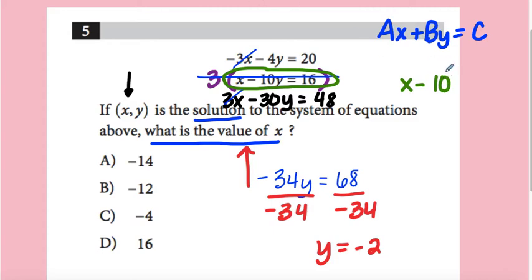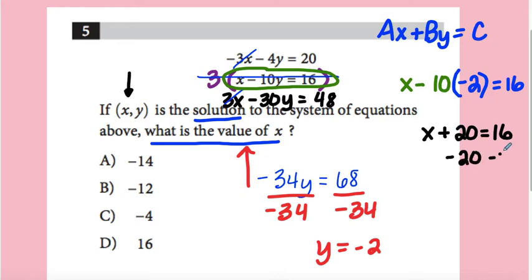Anytime I plug a number into an equation, I want to put it in parentheses, especially if it's negative. And so you can see why, because now that I have that negative 10 times negative 2, which is going to make a positive 20. And then I'm going to subtract 20 from both sides. And so x equals negative 4.